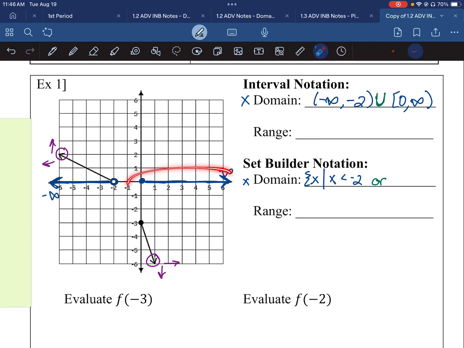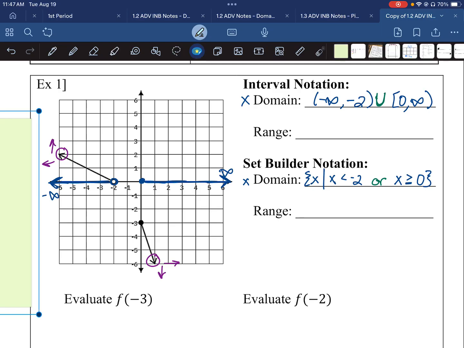And then we start the other side, and we notice that there's another infinity. So let's take a closer look. Your boundary number is 0, and it goes to the right forever, so all of these numbers are larger than 0. So we have x is greater than or equal to 0. Equal to because the point is closed.